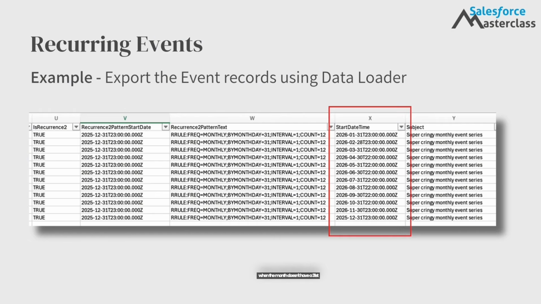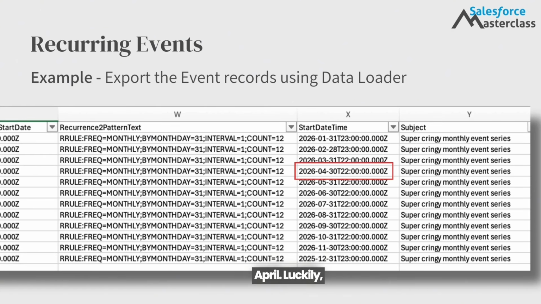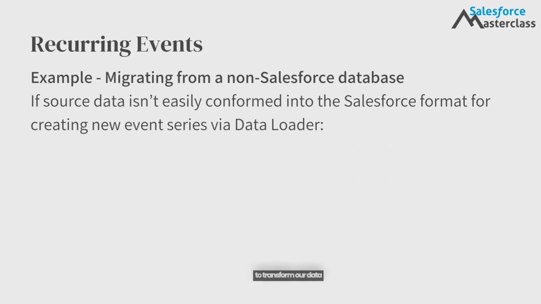But what happens when the month doesn't have a 31st day? Let's take a look at April. Luckily, Salesforce is smart enough to know that there's not an April 31st, so it schedules the event for the 30th. Let's talk about how we're going to transform our data to support inserting event series.